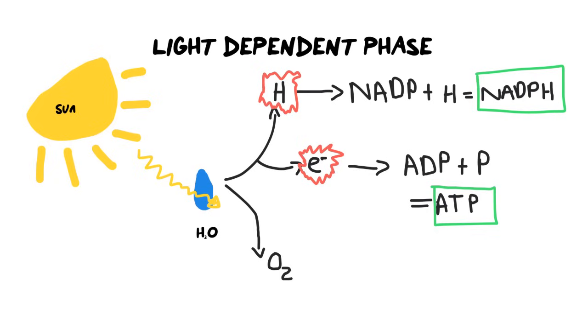So essentially what we have is the energy we need for the glucose, and we have a building block, which would be that hydrogen. These substances are then carried into the next phase, which is the Calvin cycle or the light independent phase.